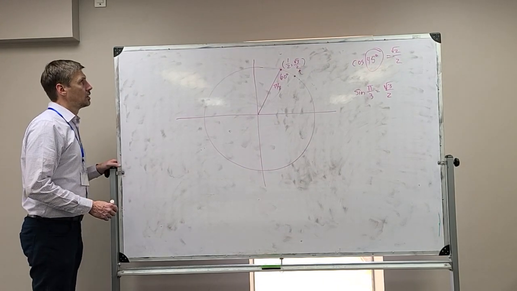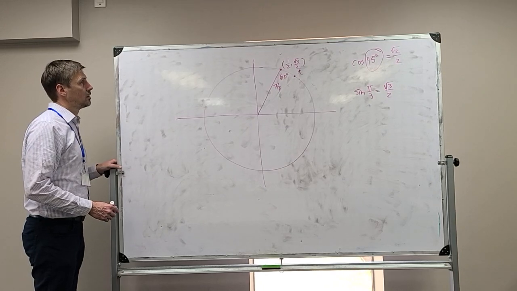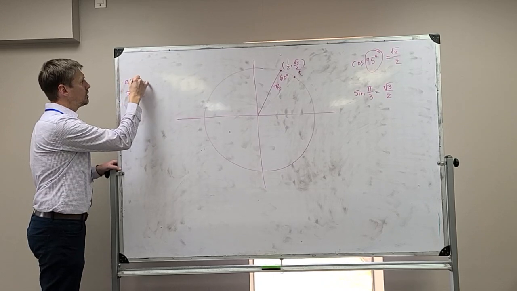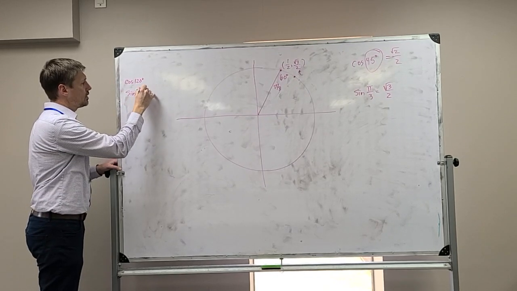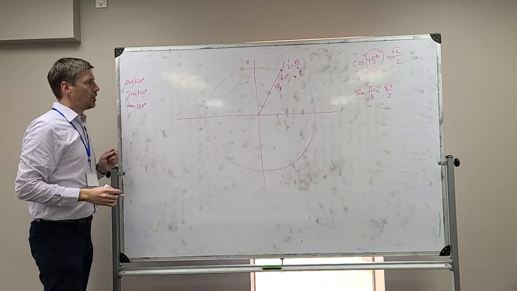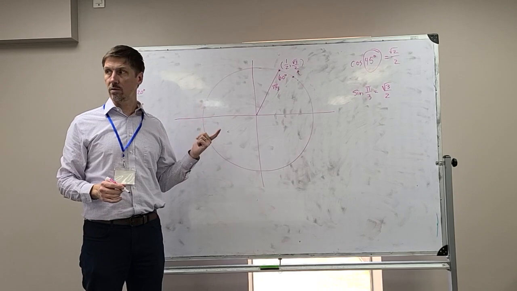Use a reference angle to find the sine, cosine, and tangent of 120 degrees. Find exact values. So sine of 120 degrees, cosine of 120 degrees, tangent of 120 degrees. Now, where is that on my unit circle? Quadrant 2, right?